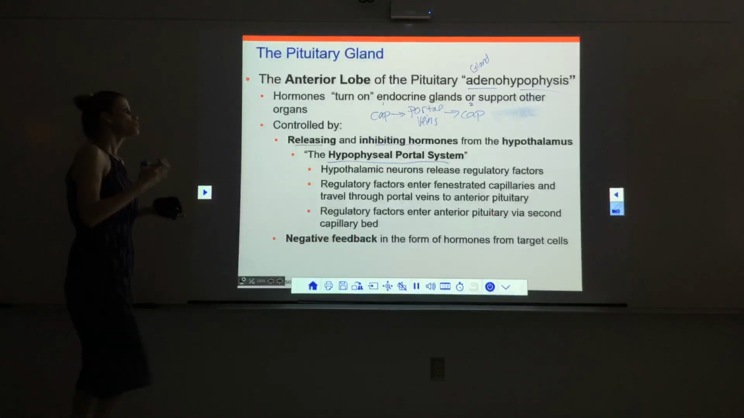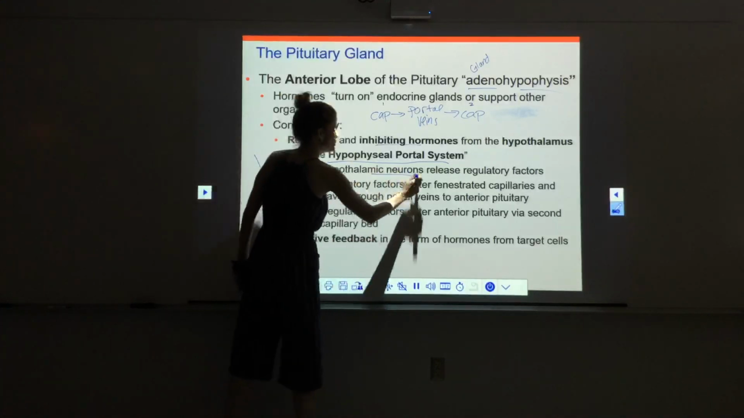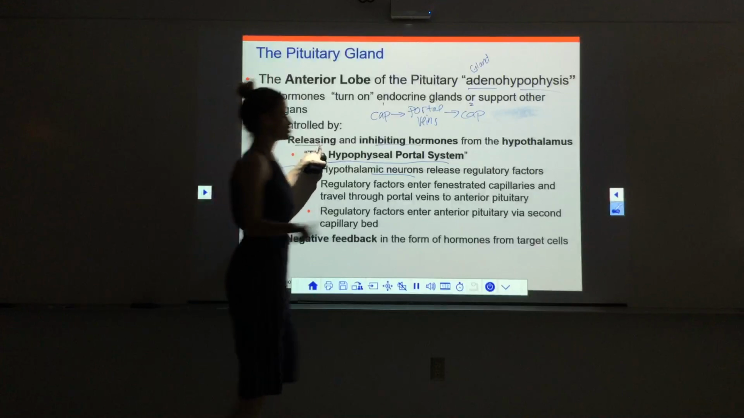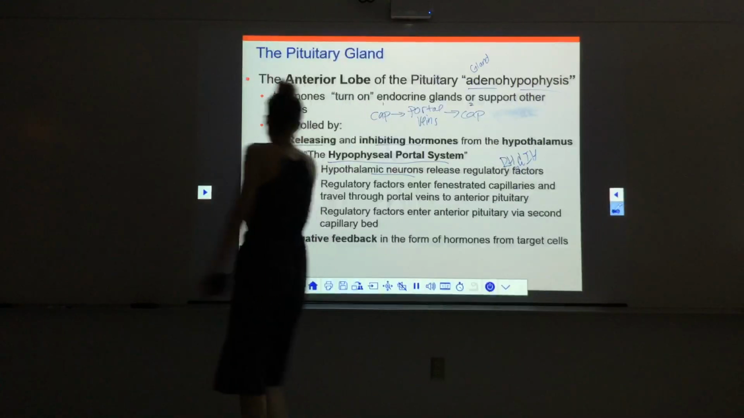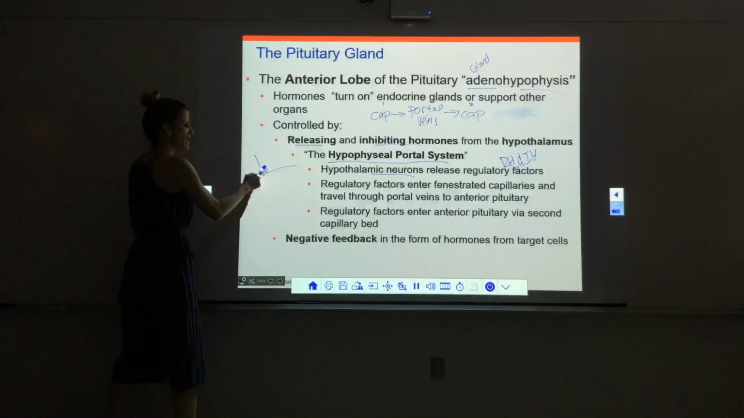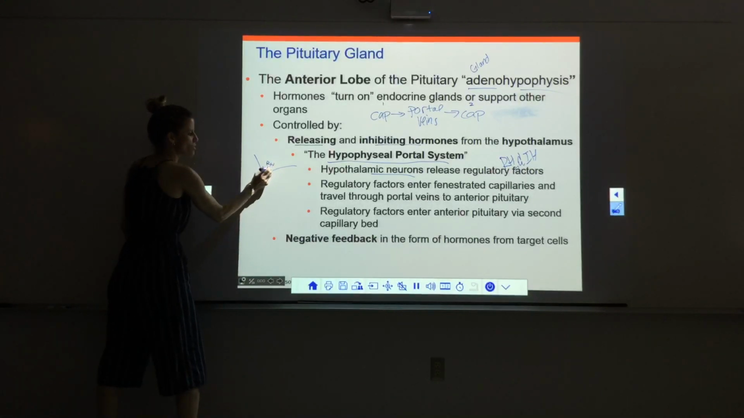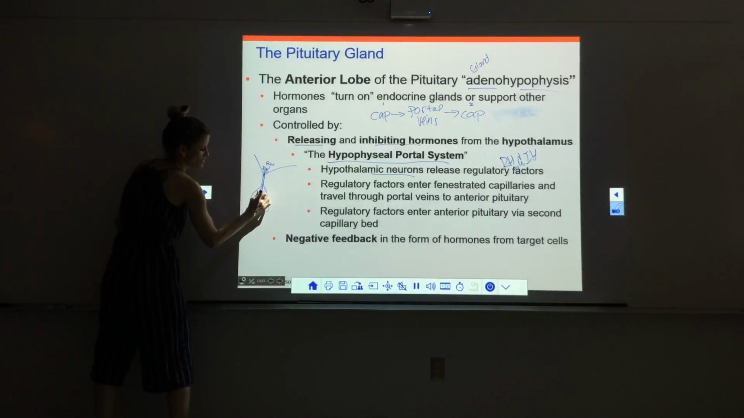That's a portal system. So what we see here is that we start up in the hypothalamus, and in the hypothalamus we'll have neurons that are going to release these regulatory factors. They're going to control or release the releasing hormones and the inhibiting hormones. So the neurons that release these releasing hormones and inhibiting hormones up here, those hormones have to enter into the bloodstream. And remember, nothing enters or leaves unless we have capillaries. So we have to have a capillary bed present up here in the hypothalamus for these releasing hormones and inhibiting hormones to enter into the bloodstream. Then we need to get them down to the anterior lobe of the pituitary. So we do that via a portal vein. So they'll go through this portal vein and then come down to the anterior pituitary.